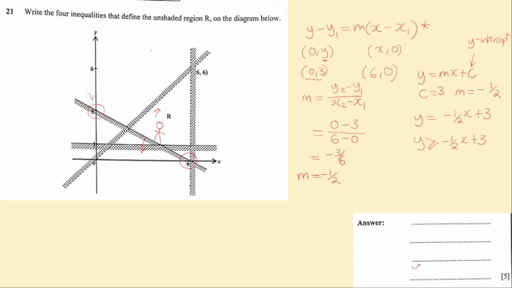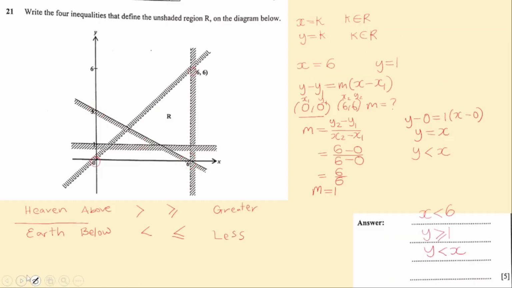So that is the short method that I wanted to show you. That is my inequality. Now, what are the other inequalities? So we are saying y is greater than or equal to negative half x plus 3. So this completes all 3 inequalities. All 4 inequalities.